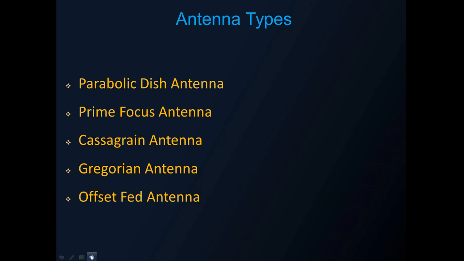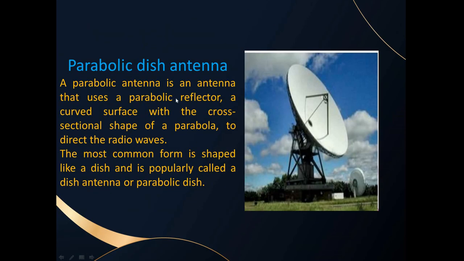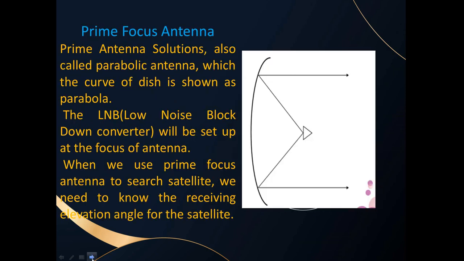Next, we will see various types of antennas: parabolic dish antenna, prime focus antenna, Cassegrain antenna, Gregorian antenna, and offset fed antenna. First, we will see the parabolic dish antenna. It is an antenna that uses a parabolic reflector, a curved surface with the cross-sectional shape of a parabola, to direct the radio waves. The most common form is shaped like a dish and is popularly called a dish antenna or parabolic dish.